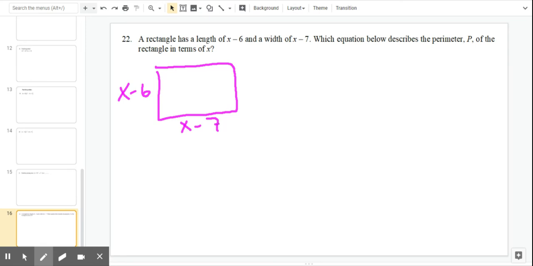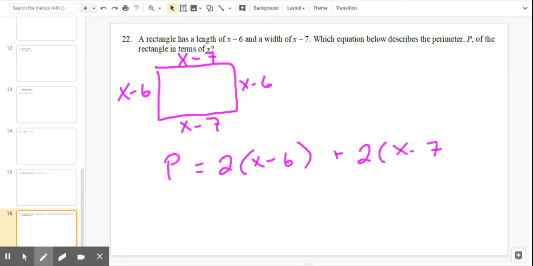So perimeter is when you add up all the sides. So with a rectangle, we know the opposite sides are the same. So this one is also x minus 6, and this one is also x minus 7, because opposite sides are the same. So when we add up the perimeter, we're going to add up x minus 6 2 times. So you can do 2 times x minus 6, or you could do x minus 6 plus x minus 6, doesn't matter, plus 2 times x minus 7.